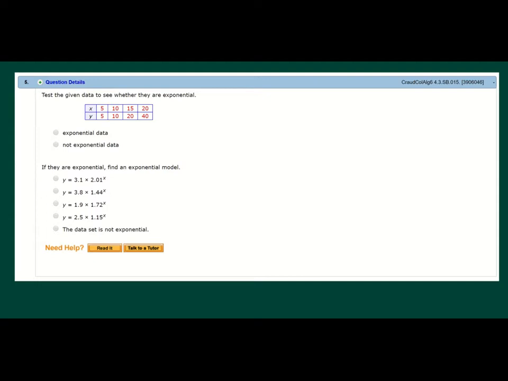I went ahead and labeled the different Y values in order. I've got Y1, Y2, Y3, and Y4, and I'm only referring to the 5, 10, 20, 40 in the bottom row. Those are my Y values that I've labeled here. What we're going to do now is check for that common ratio. The way we do that is we take a y value and divide it by the previous y value, and we have to do this for all of the y values here. So I'm taking y2, dividing it by y1. I'm taking y3 and dividing it by y2.